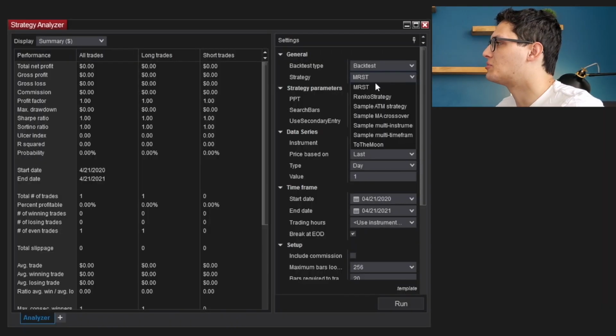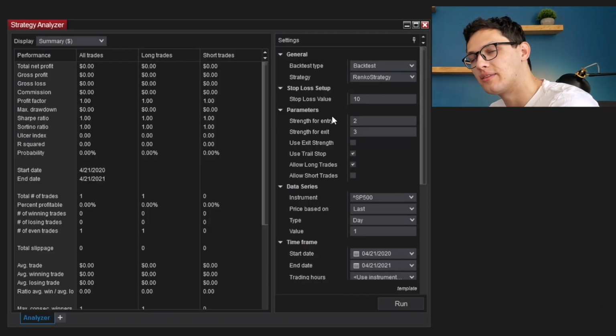So I wonder if these particular strategies need more data than I'm giving them, or maybe they just don't work on a daily basis. Let me try it again, running it for like 5 years. Okay, so I never actually got the Renko trading to work. I think that it doesn't really work on a daily basis.